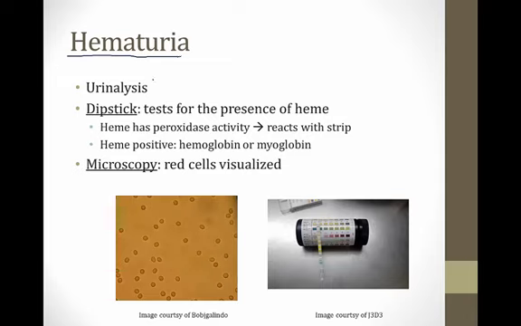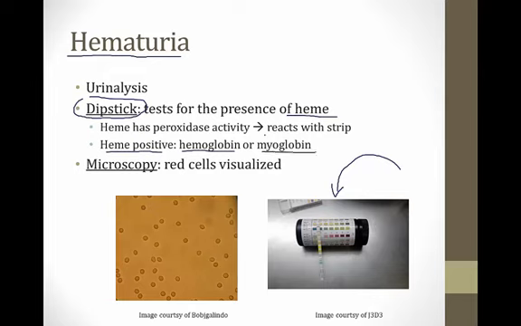There are two urine tests that are used to identify the presence of red cells in the urine. The first one is the urine dipstick test. The urine dipstick test involves taking a standard urine dipstick strip and dipping it in a sample of urine. It will detect a number of substances in the urine, including the presence of heme. Heme has peroxidase activity. It will react with the strip, so the dipstick test will be heme positive if there is either hemoglobin or myoglobin in the urine. Usually when this test is positive, it means there's blood in the urine.